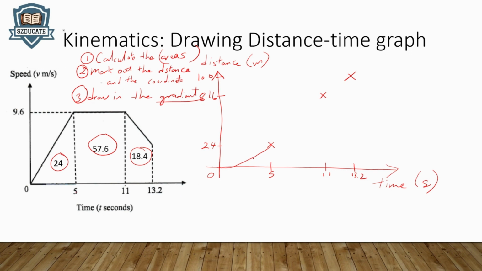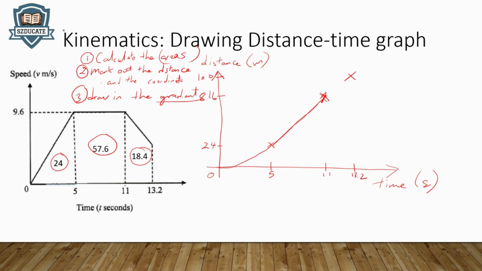Make sure it looks like a curve. Then from 5 to 11, it is constant at 9.6. So your gradient here in the distance time graph is constant. That means it should be a straight line. Use a ruler, please. I don't have a ruler on the screen, so I can't use one, but on paper, please use a ruler. And then make sure it meets the point. Of course, it's a sketch, not a real graph, so it doesn't matter. You just adjust your point back.